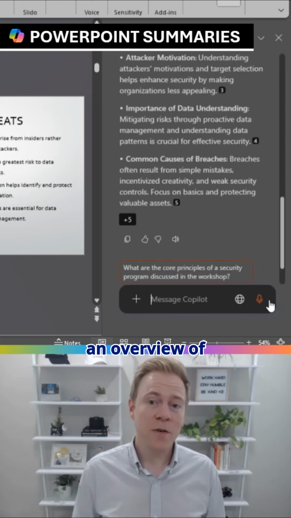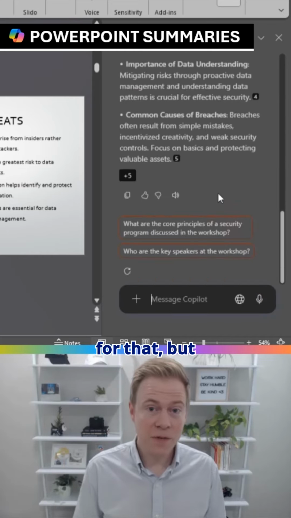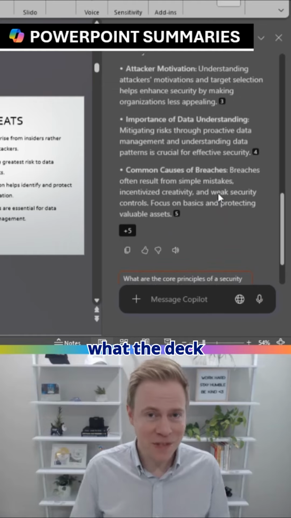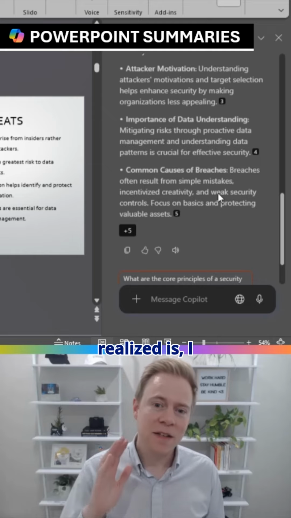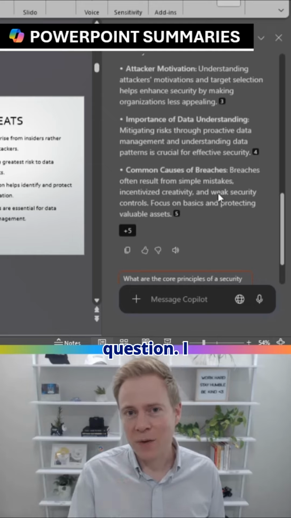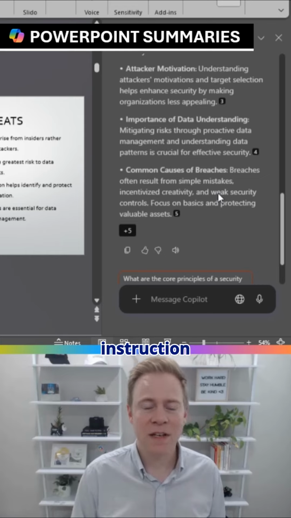Now, it did give me an overview of the deck, sure, so it worked well for that. But I already knew what the deck was about. So this was good to get a little bit more info, but what I realized is I wasn't asking the right question. I wasn't giving it an explicit enough instruction and direction.